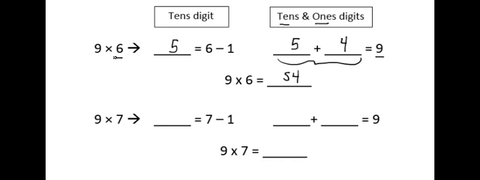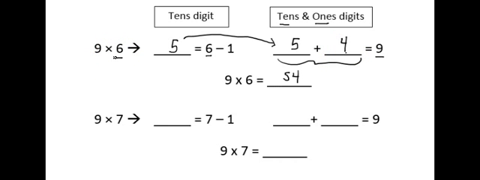So again, we take the number by which we're multiplying 9, subtract 1 from it, that becomes our tens digit. Then I have to ask myself, what do I add to that digit to get 9 for an answer? That becomes my ones digit.